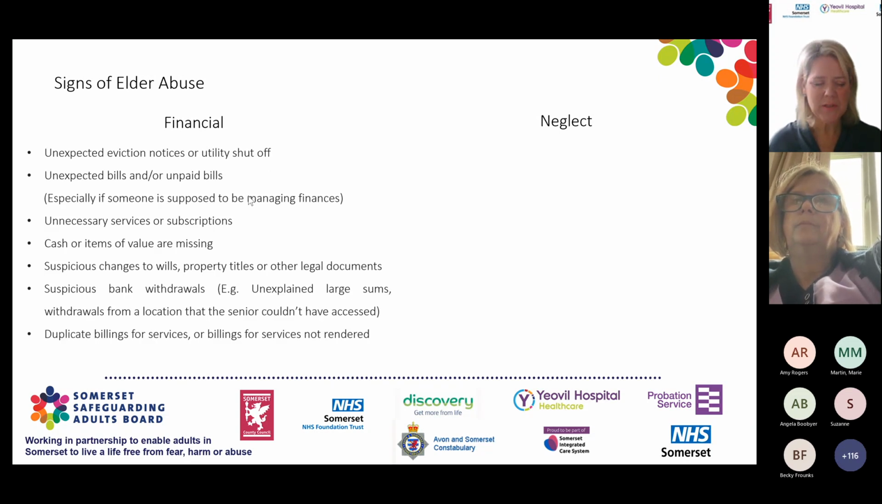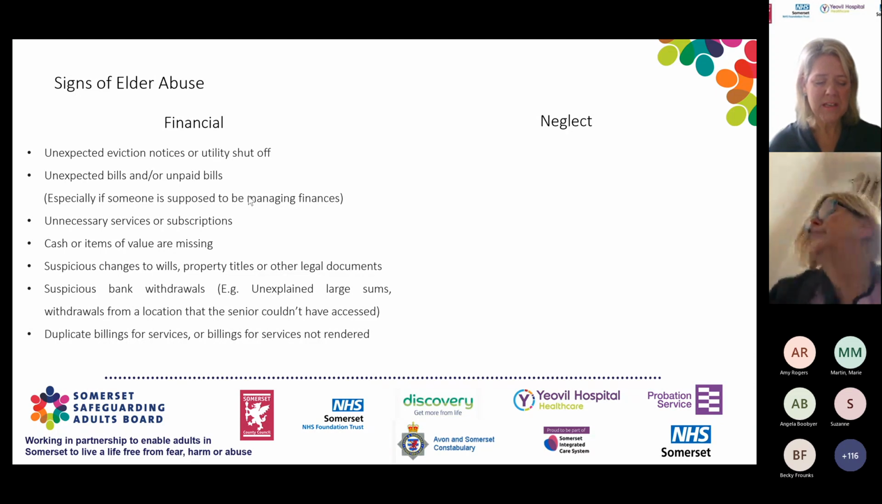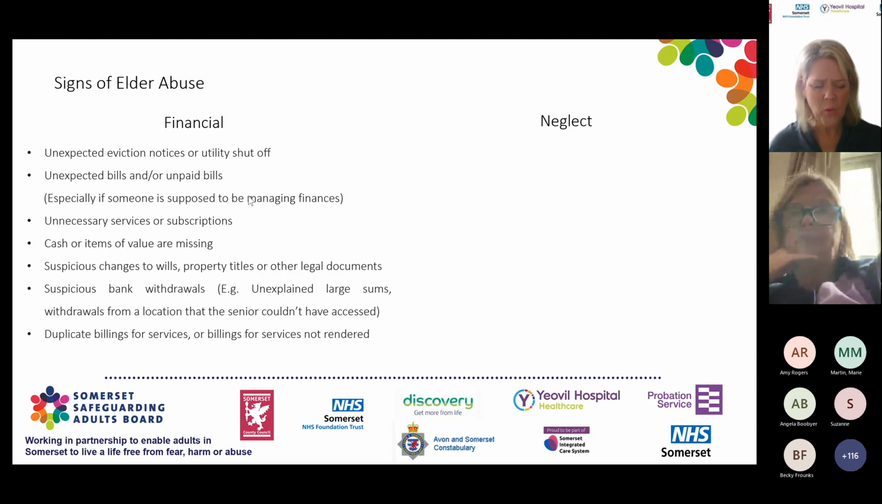Financial abuse in the elderly could present itself as unexpected eviction notices or utility shut-off, unexpected bills or unpaid bills, or unusual spending patterns, unnecessary services or subscriptions, new purchases, and cash or items of value going missing. So small items of jewellery are very common to go missing.